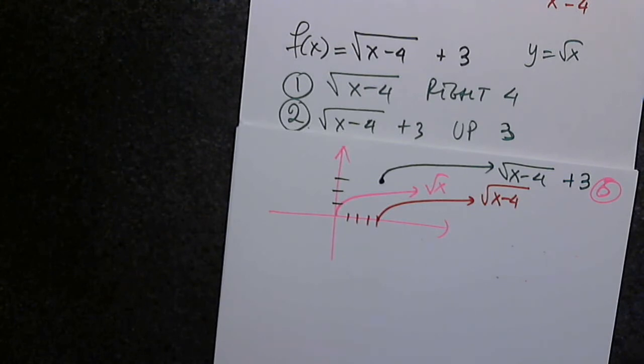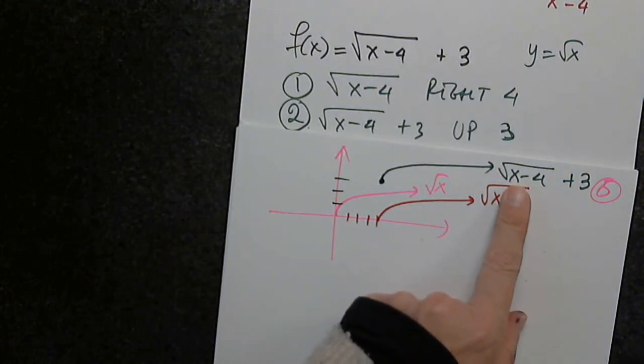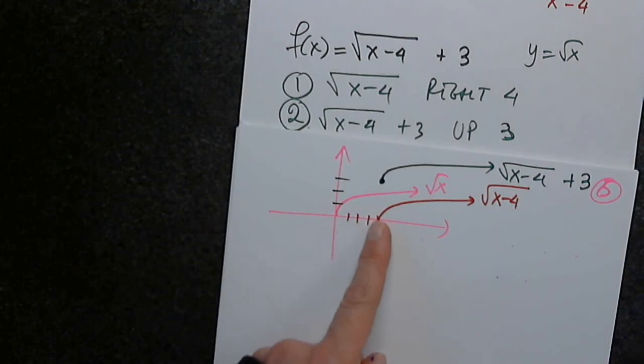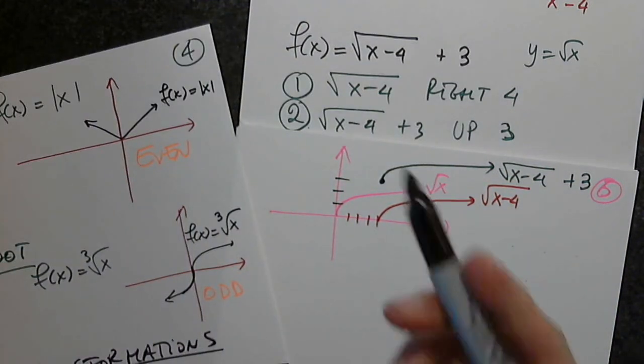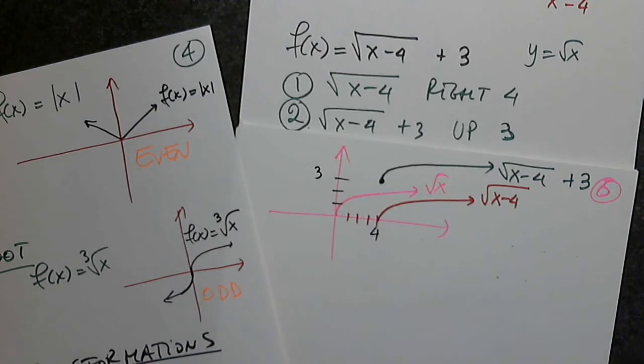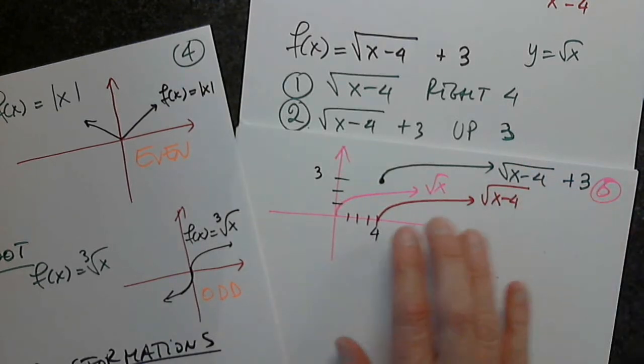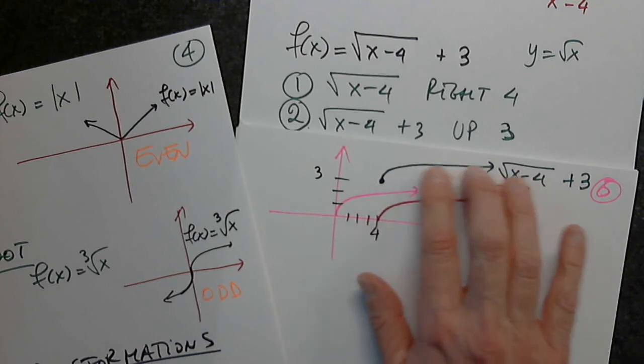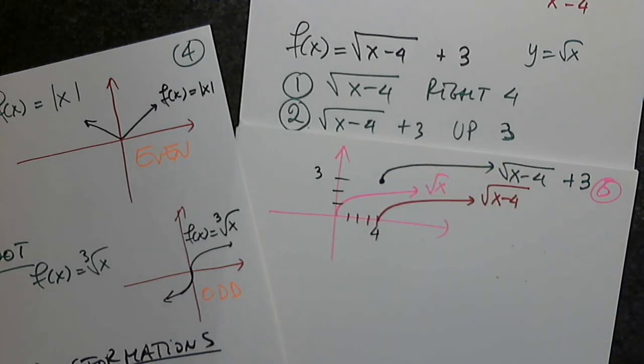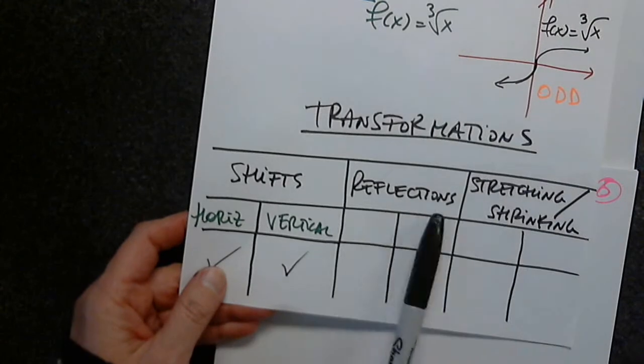Questions on this? Questions? Yes, please. Natasha, go ahead. But for the square root of x minus 4 plus 3, it goes over 4 and up. Yes. Because we first change x into x minus 4, which shifts the graph to the right 4. And then this plus 3 shifts this graph up 3. Better? Perfect. Good. So we're going to talk about reflections now.